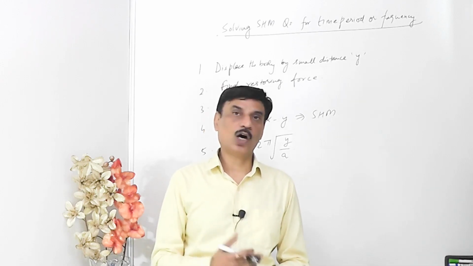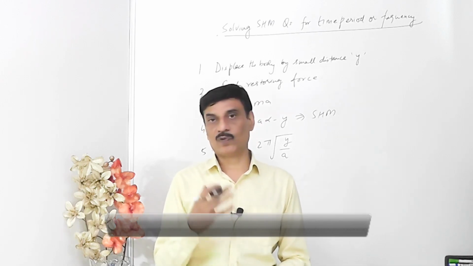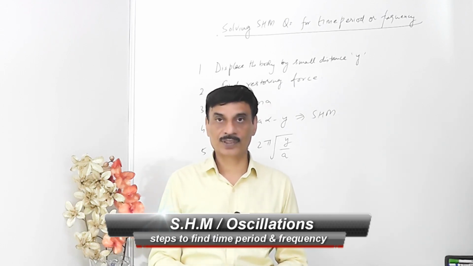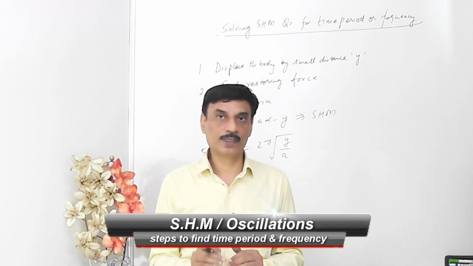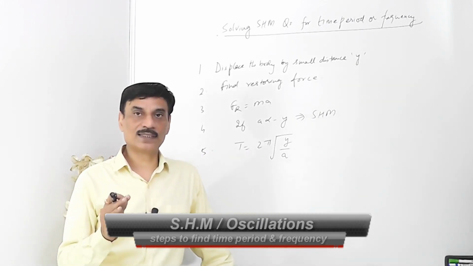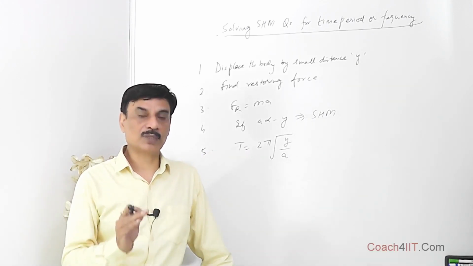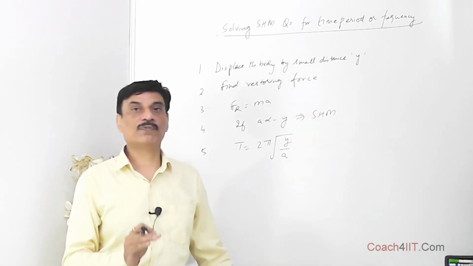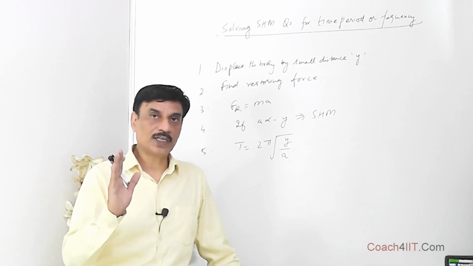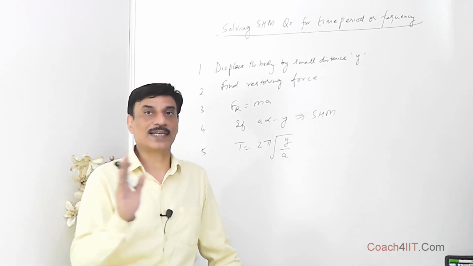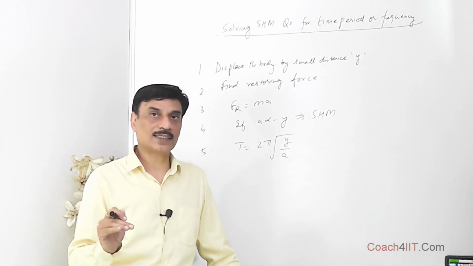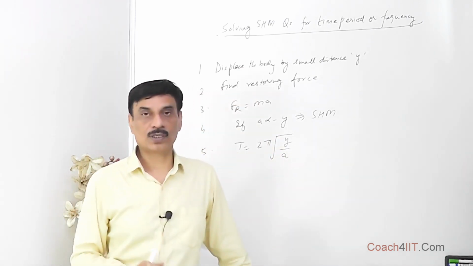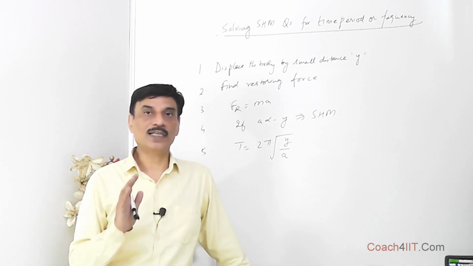Let's understand how we can find the time period of oscillations or frequency of oscillations in SHM questions. There are a few steps we adhere to. First step is you displace the body from its mean position by a very small distance y. Understand that this is only for linear SHMs where the body is executing SHM in a straight line. We can also have an angular SHM like a pendulum which is moving in an arc. We'll come to that later on. Right now we are just talking about linear SHMs.